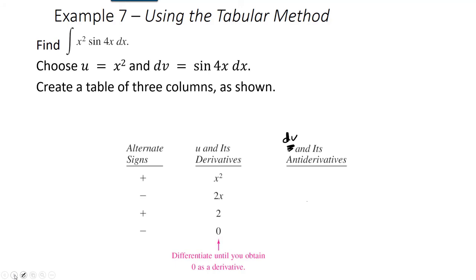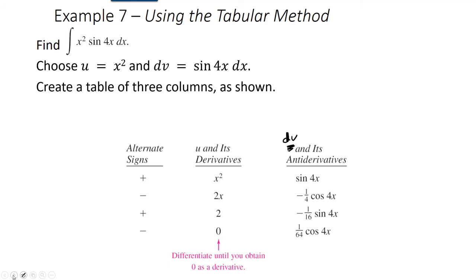And then you're going to list dv and its antiderivatives. So sine of 4x was our original dv. The antiderivative of that, the integral, was negative 1/4 cosine of 4x. And then when we integrated that, we got negative 1/16 sine of 4x. And then when we integrated that, we got 1/64 cosine of 4x.